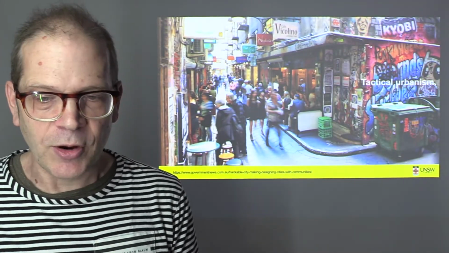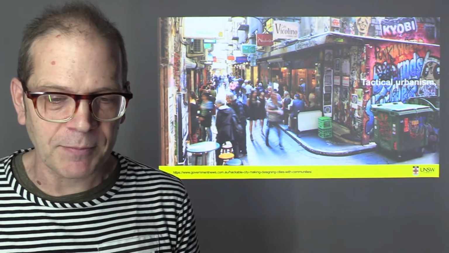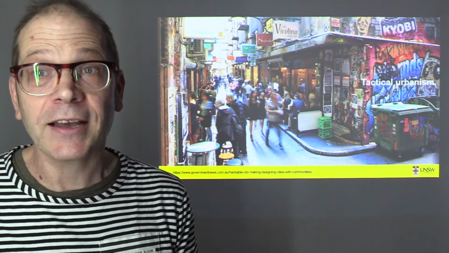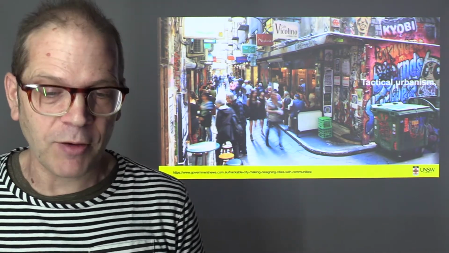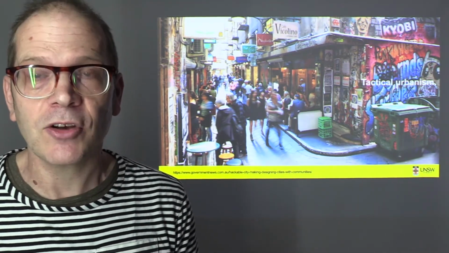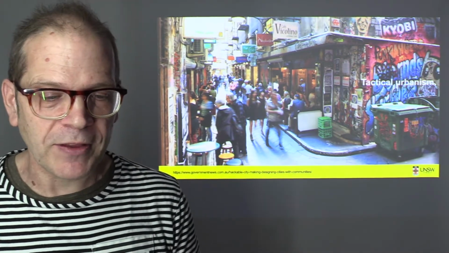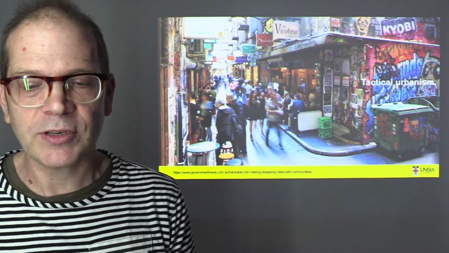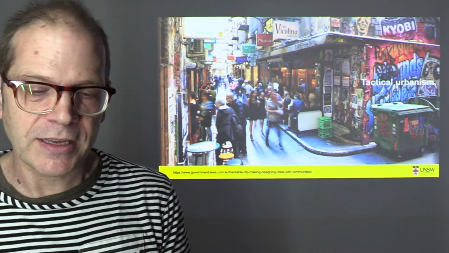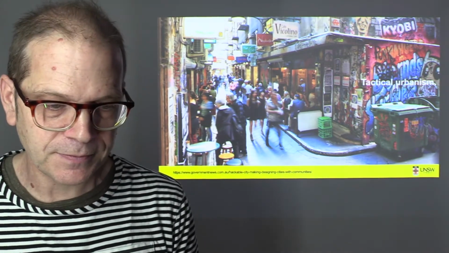This is a community-led, kind of hacked intervention into one of the laneways in Melbourne. We might refer to this as tactical urbanism, and you can see where the laneway is given its character, is owned by the community through these strong graffiti-based interventions.